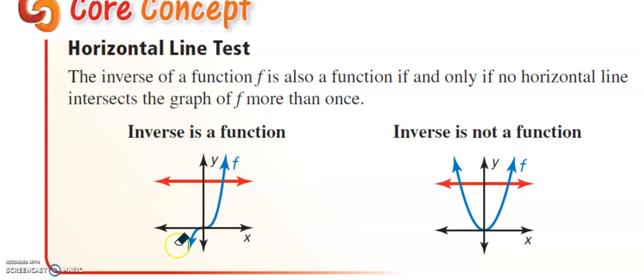If the original function passes the horizontal line test, then that is true. Yes, it will. The inverse of this will be a function also. If the original function does not pass the horizontal line test, then the inverse of this function will exist, but it won't be a function. And keep that in mind.